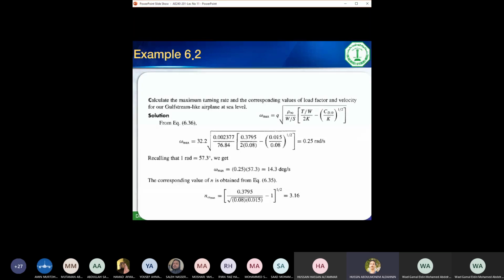Yes, Q here is the dynamic pressure, or what? Yeah, Q is the value one-half rho V squared. It is the dynamic pressure. Thank you.